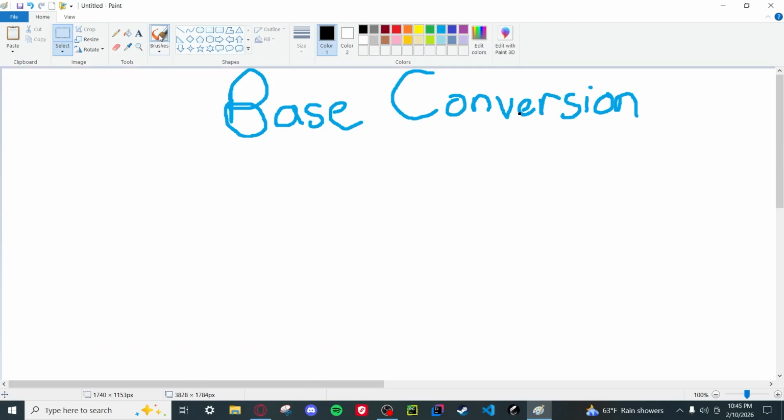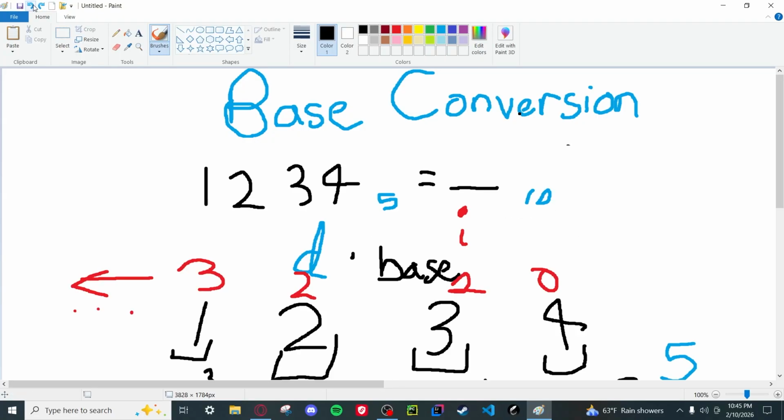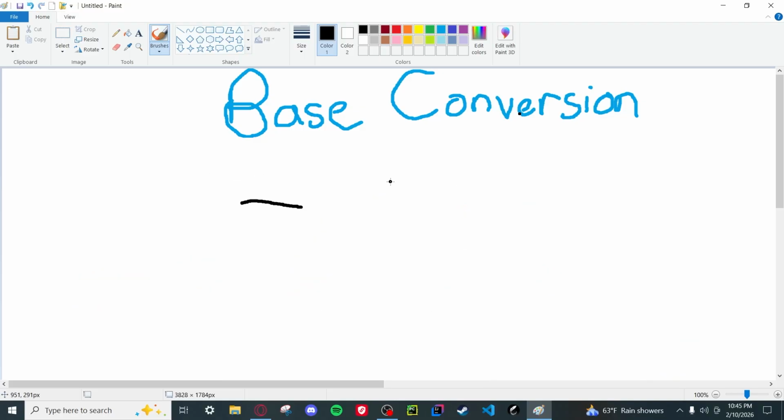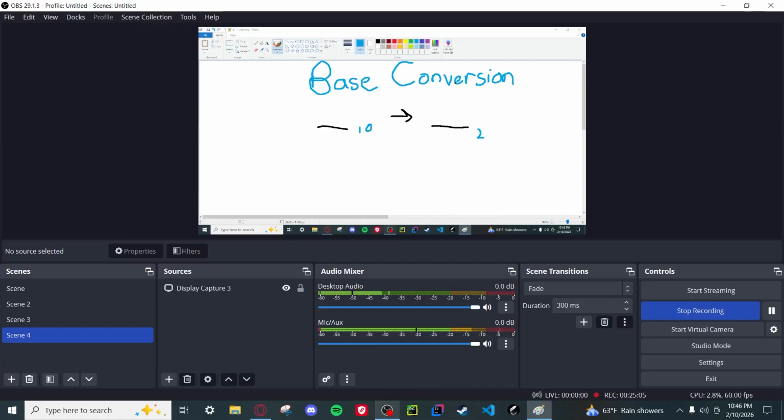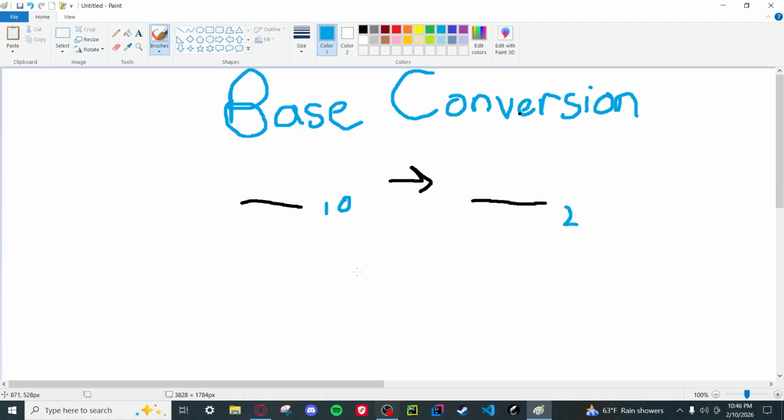Now we're going to swap over to converting from base 10 to another base like base 2. How do we go about this? Base 10 to base 2. Okay, let's start right here, base 10. Let's say we have 136 and want to convert that into base 2.